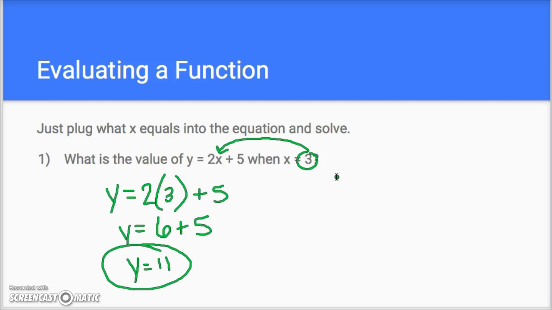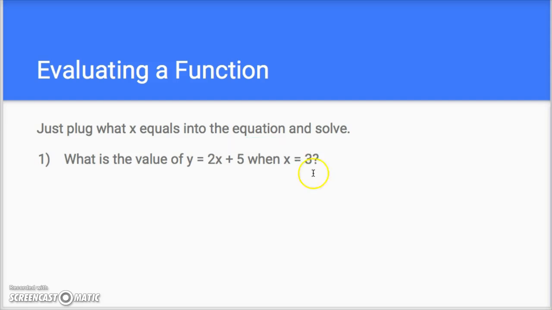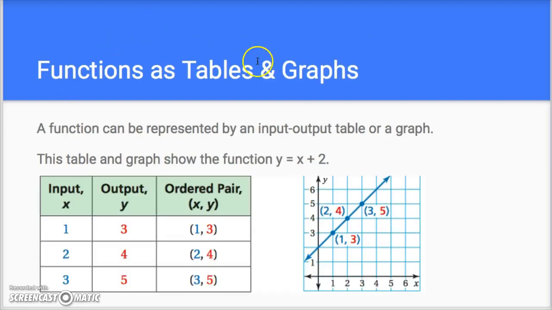Now, on to the different ways that you will see functions represented. 2 more ways that we're going to see it. We're going to look at them as tables, and we are going to look at them as graphs. Okay? Now, a function can be represented by what is called an input-output table. Now, we have already mentioned that input is your x, output is your y, so it's the same thing as an x-y table, and we've made a lot of those already, so you should be familiar with that. So we have an input-output table, or you can represent it with a graph.